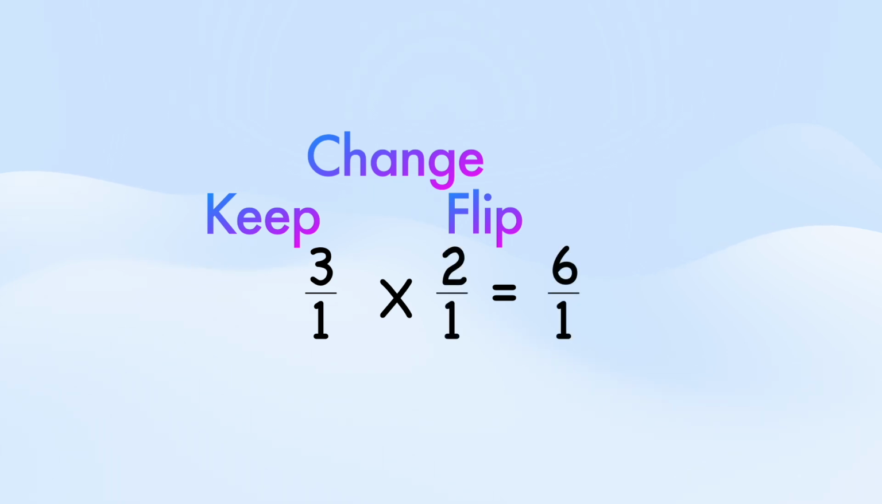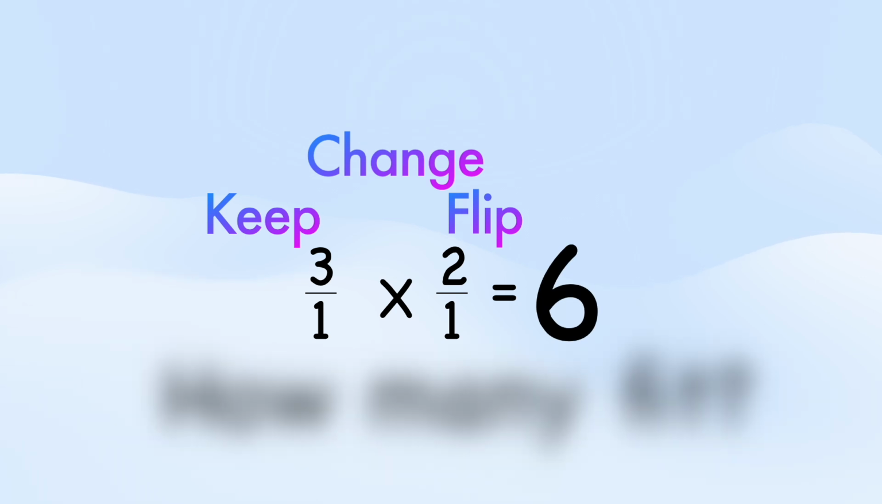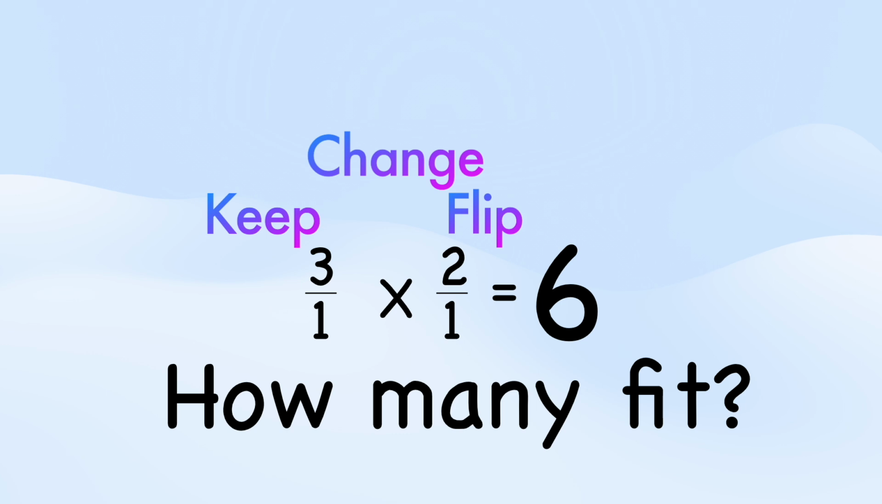Multiply across the top. 2 times 3 is 6. 1 times 1 is 1. So our total is 6. That's how many fit. Why do we change the division to a multiplication symbol and flip the second fraction? It's because the opposite of dividing is multiplication. So when we make that the opposite, we also have to make the last fraction opposite. Opposite of half is 2.